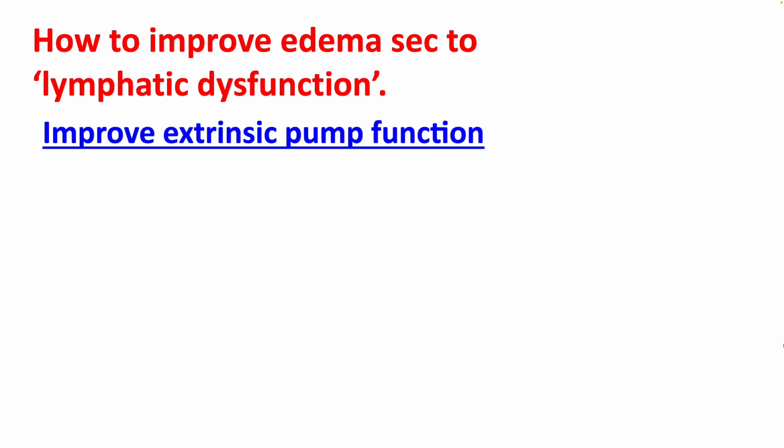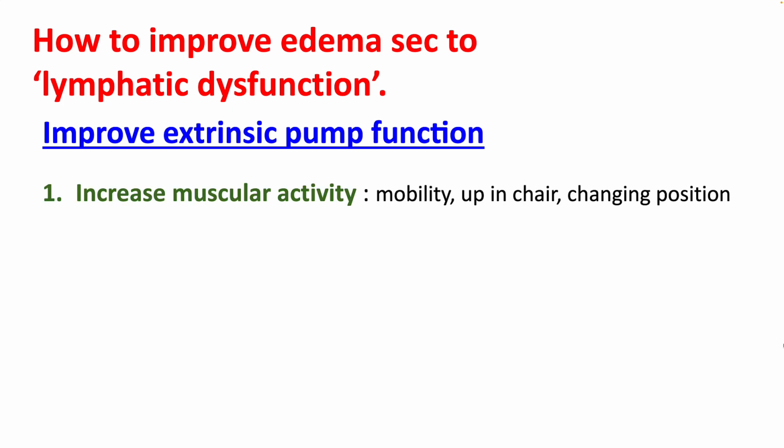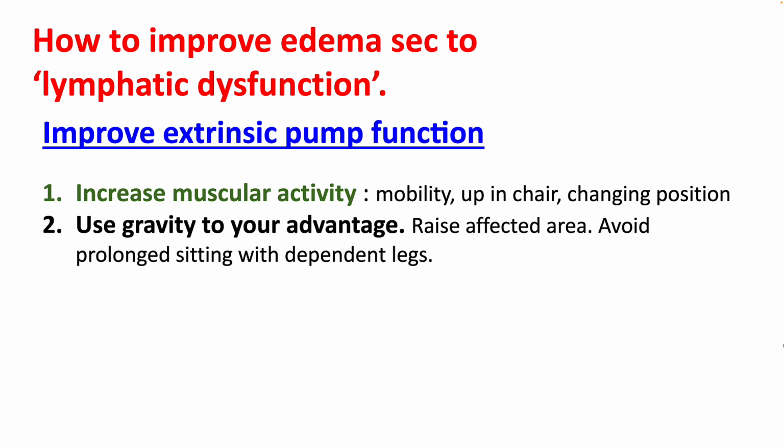Next, improving extrinsic pump function, and this you can achieve by increasing muscular activity. That means increase the mobility of your patient, set them up in the chair every day, and make sure that you change their positions. You can use gravity to your advantage, raise the affected area, and avoid prolonged sitting with dependent legs. Also, reduce intrathoracic pressure by optimizing your PEEP on the ventilator.